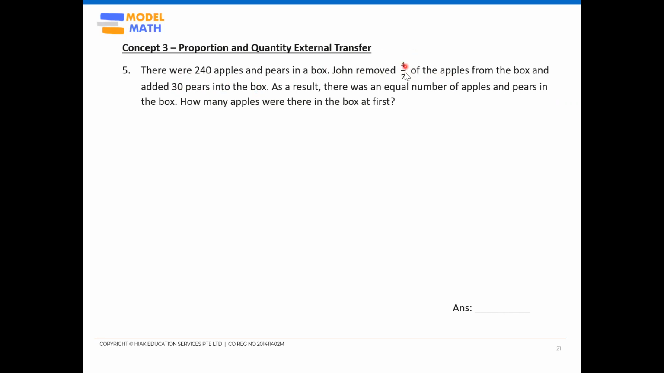However, for the apples, notice it's a proportion transfer, because it involves a fraction. But for the pears, it's an actual value given to us. Now, they say as a result, there was an equal number of apples and pears in the box.